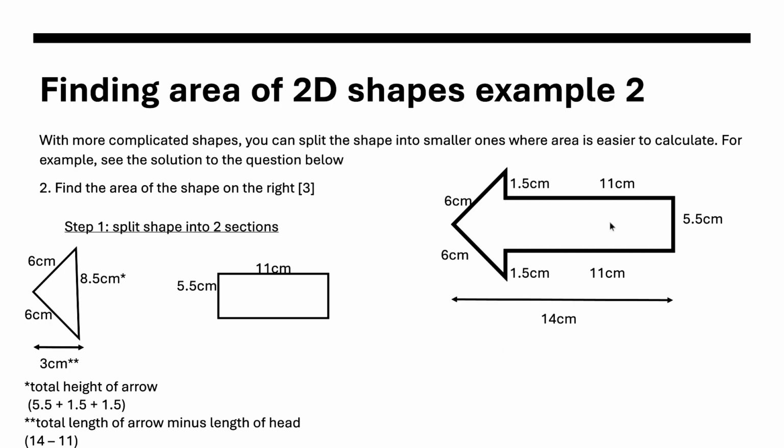length is 14. 14 minus 11 is 3, so the perpendicular height of the triangle, when you bear in mind that it's rotated on its side right now, is 3 centimeters. This is easier to do, it's just 11 centimeter length and 5.5 centimeter height, so it's like this.